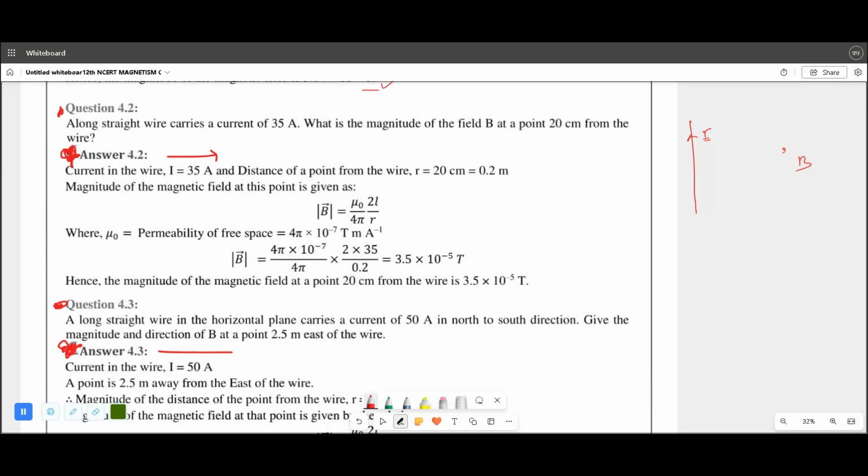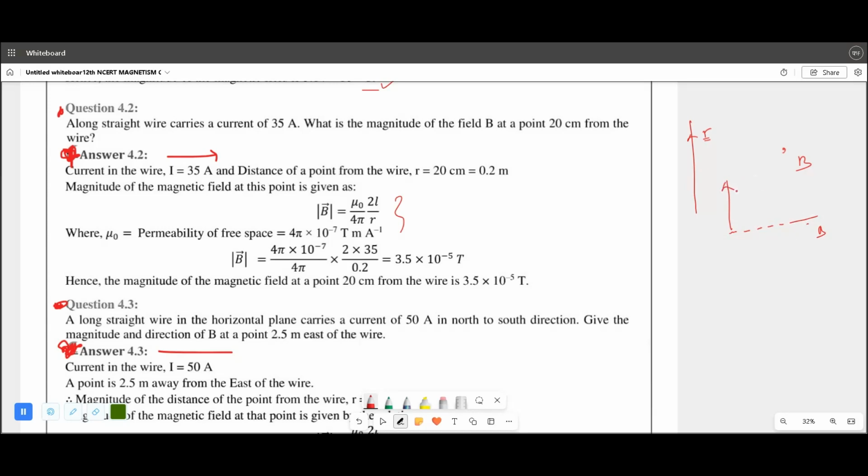So the magnitude of the field would be given by a formula: mu 0 by 4 pi into 2I by R, and we have all of these values given. We'll put this in. So that is mu 0 by 4 pi, which is 10 to the minus 7, into 2 times 35 by this distance. If this wire was half, and this point B was at the starting point of the wire, then this would have been mu 0 by 4 pi into I by R.